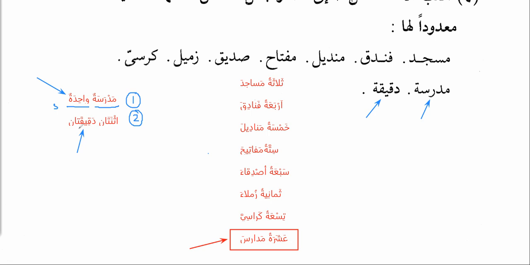Isnatan, daqiqatan, it's a typing mistake. It should be daqiqatan, isnatan. So the noun will come first. Daqiqatan, daqiqatan, isnatan. And why is it having a ta here? Because daqiqa is a feminine noun, right?